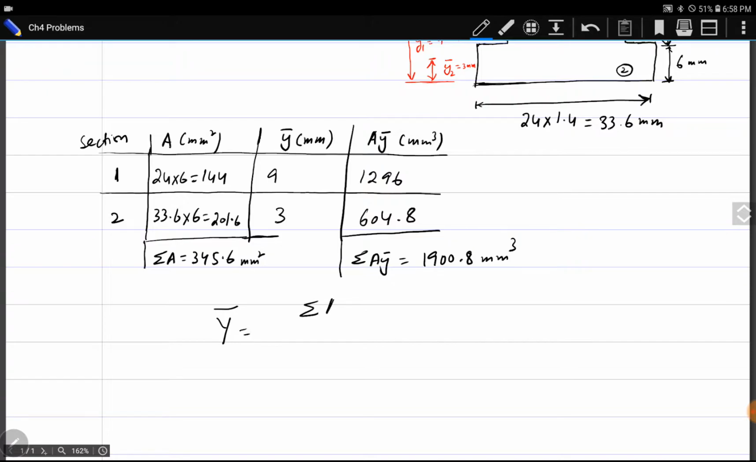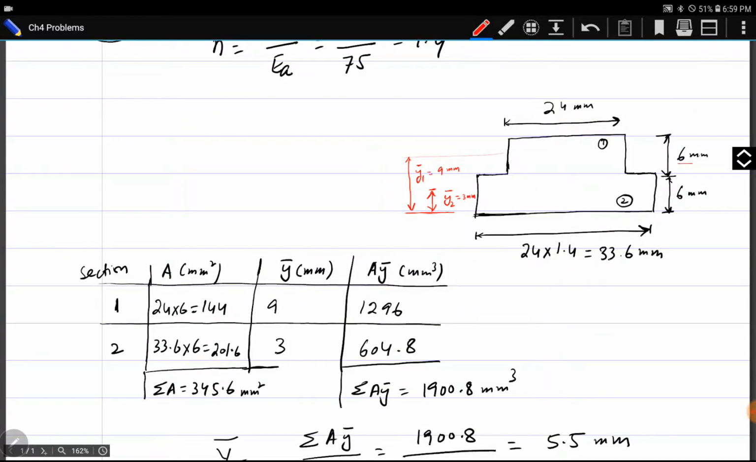Now to find the centroid of the total cross section, we have to use this expression which the students must know from their engineering physics: summation of the product of A and Y dash divided by summation of area. So it will be 1900.8 divided by 345.6. So it becomes 5.5 millimeter. So the centroid of the transformed cross section is 5.5 millimeter above the bottom line.